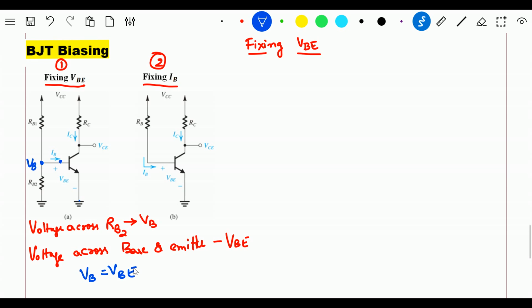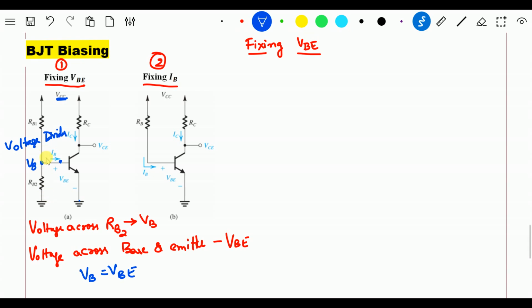In this biasing circuit, we have connected RB1 and RB2, which is considered a voltage divider, because whatever voltage VCC is given at this particular point will be divided based on these two resistors, and that divided voltage is what you can see, which is VB. The voltage is divided because of these two resistors, which are in turn connected to the base terminal.